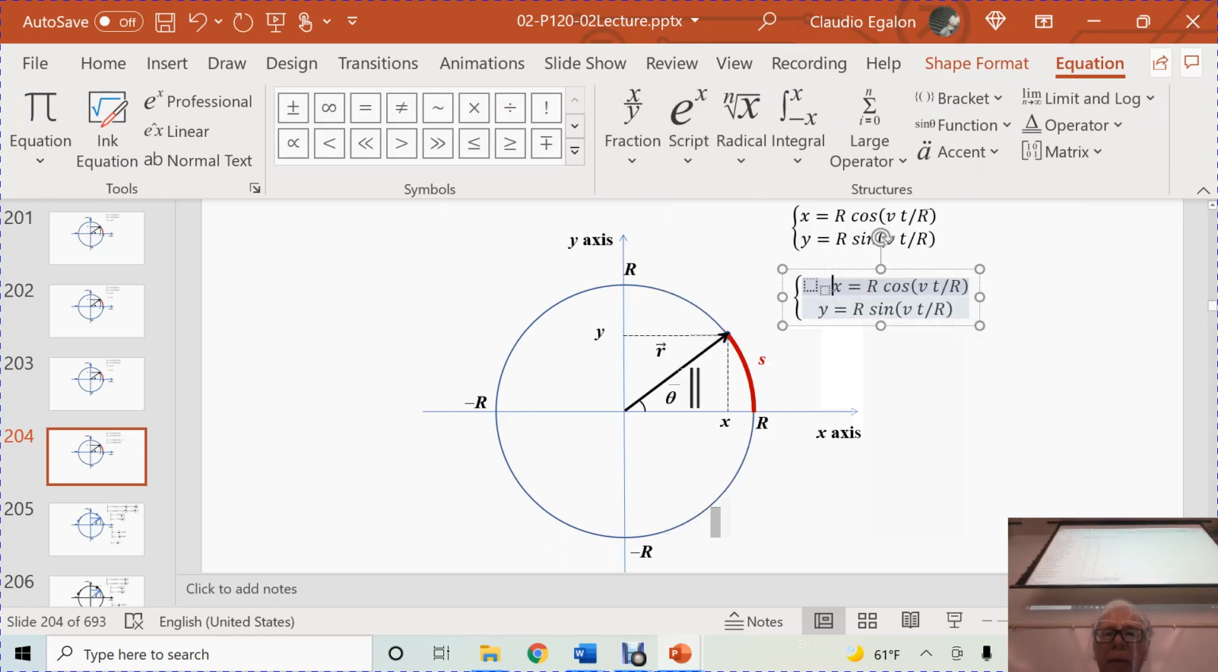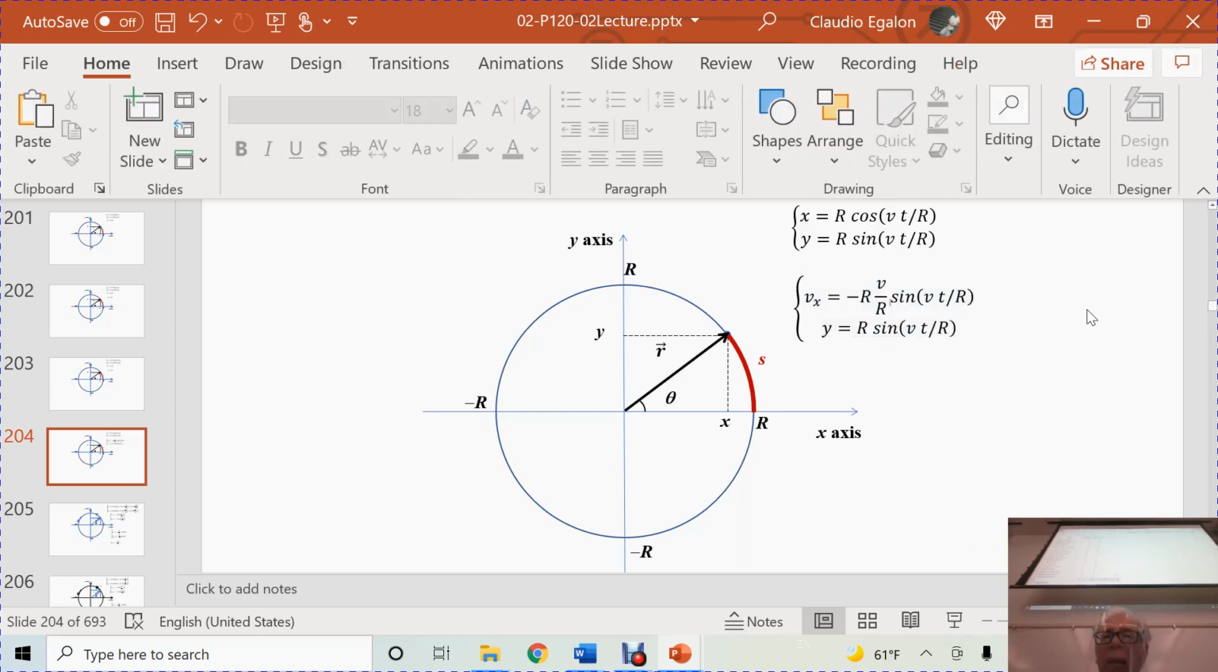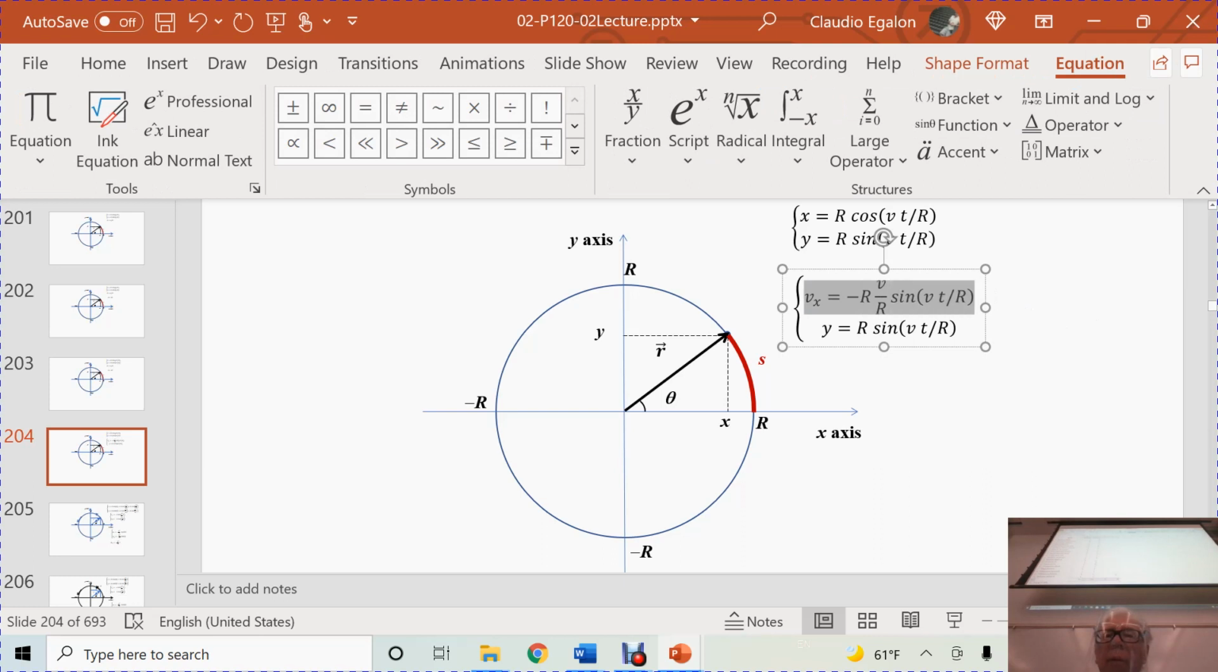V sub x, we go. Differentiate what we have in there. r cosine turns into sine. Let's not forget that it gets a negative sign. And then we have to differentiate the argument. The argument is v over r. The result of the differentiation of the argument is v over r. Right? Did I make any mistake? No, right? We're going to do the same for the v y.